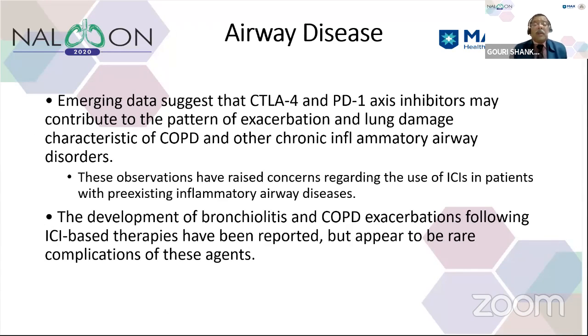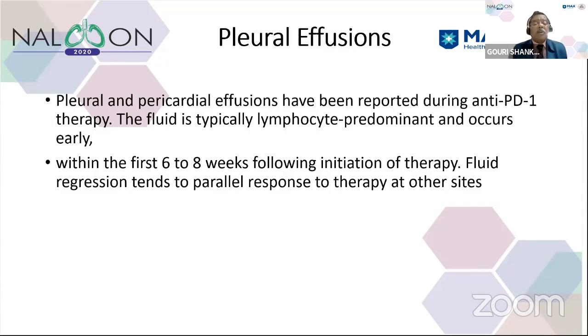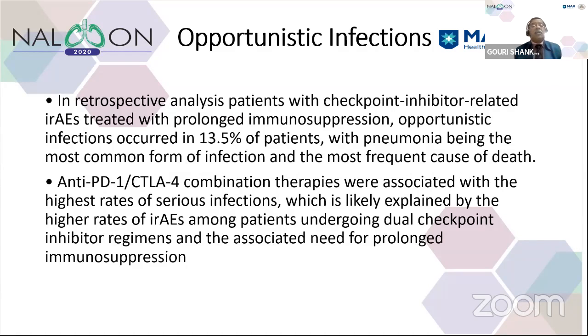There can be airway disease, specifically COPD and small airway diseases. So you can have a phenomenon like bronchiolitis or COPD. Keep that in mind when you examine your patient. Pleural effusion is known to be a part of anti-PD-1 therapy. These are usually rich in lymphocytes. They start within 6 to 8 weeks, and fluid regression tends to parallel response at other sites.